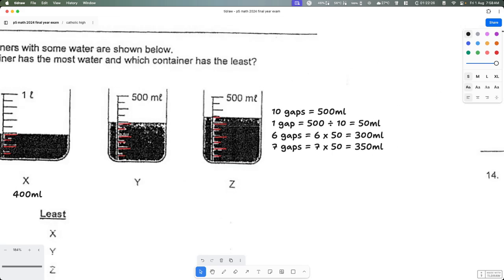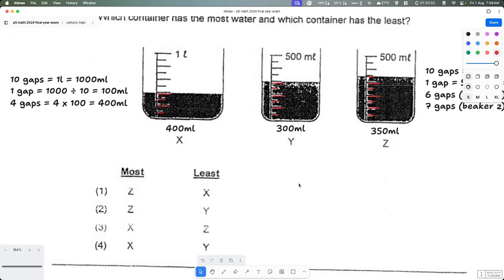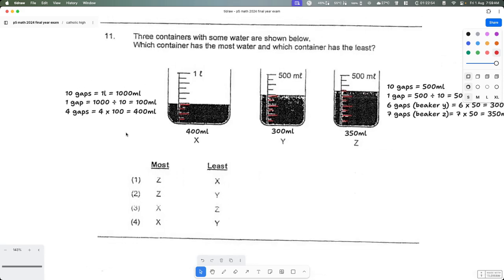All right. So from here, we know that X is 400 milliliters, this is 300 milliliters, and this is 350 milliliters. So I see over here, 6 gaps, which is here. I'm just going to put here Beaker Y. And then this is 7 gaps, Beaker Z. And for X, there are 4 gaps over here.